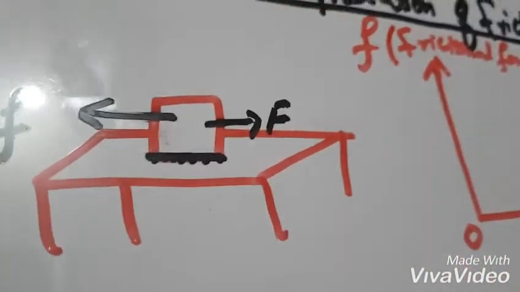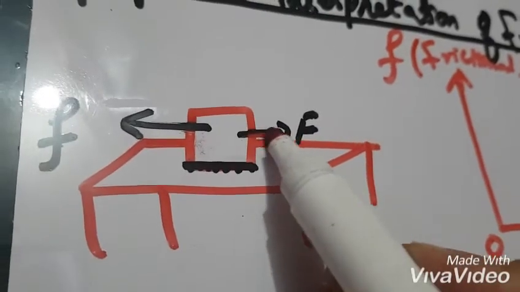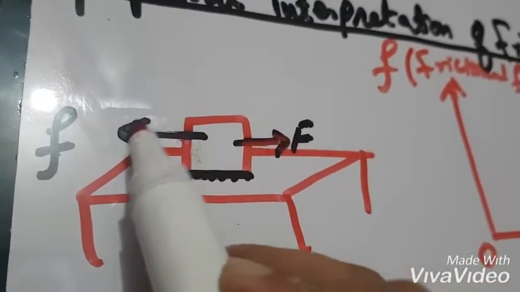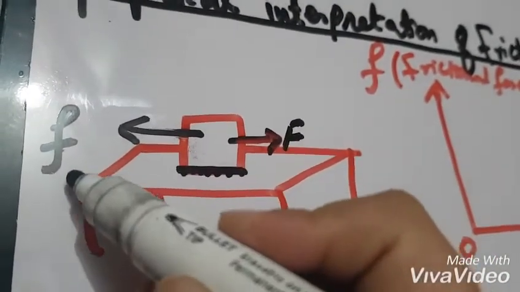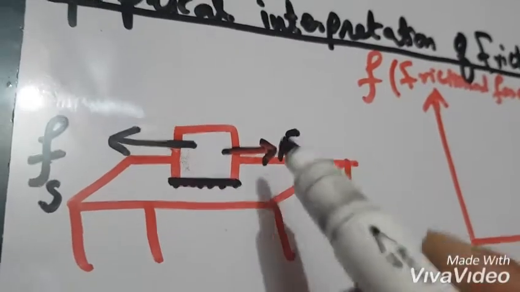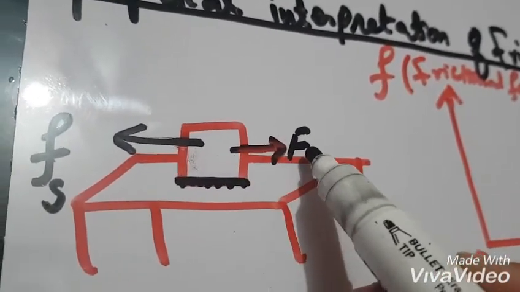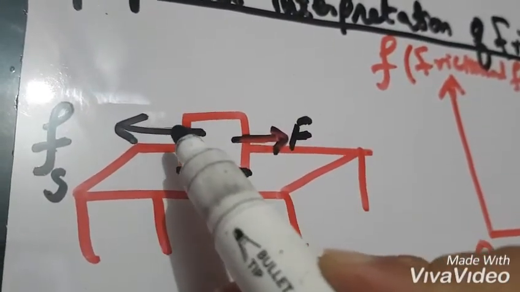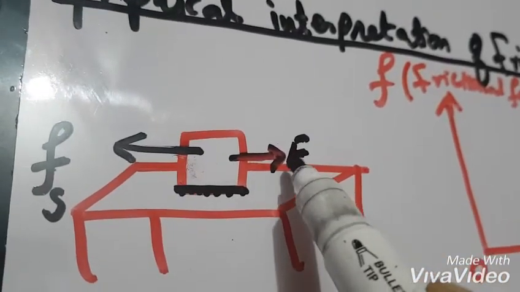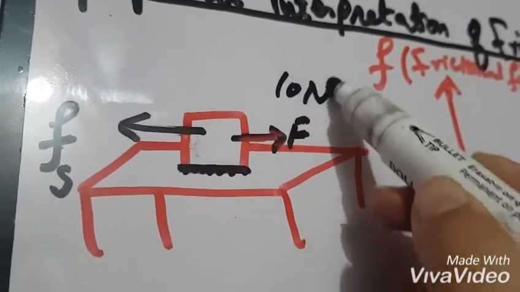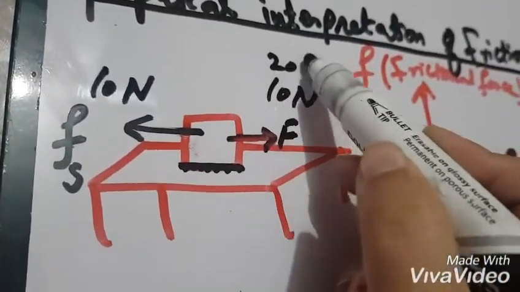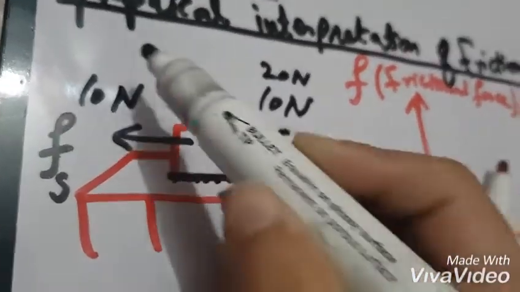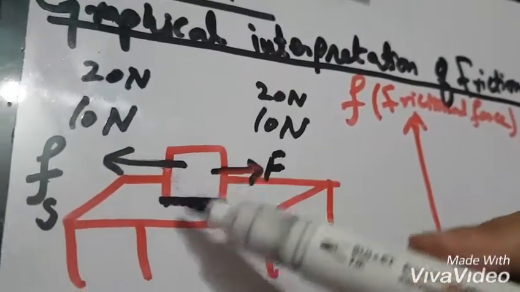For example, if you are applying this force in this direction, and friction force will appear in this direction, and the block is not moving, what kind of friction is that? Static friction. And if you increase this applied force, then the value of static friction will increase. For example, if 10 Newton of applied force is applied, then 10 Newton of frictional force will be created. Then if the applied force is 20 Newton, the friction will also be 20 Newton. So these things are directly proportional to each other.